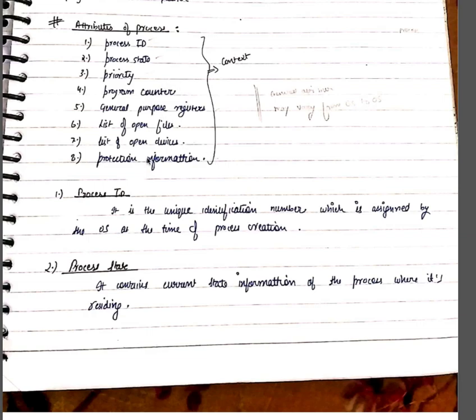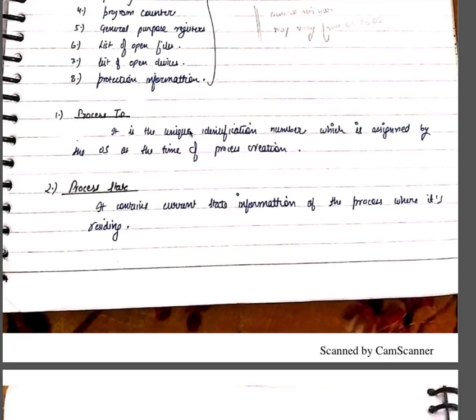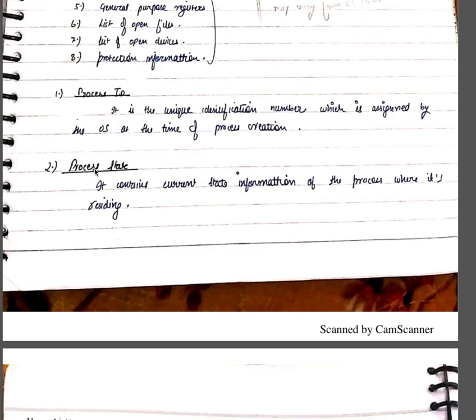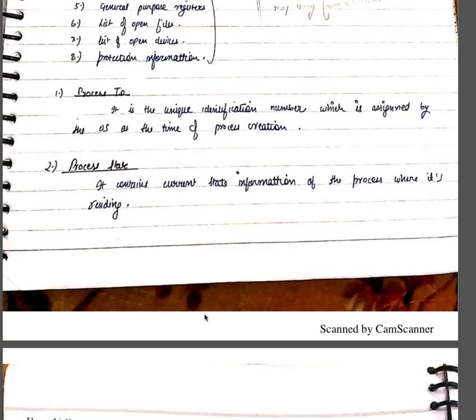All of these can vary from system to system, but some things remain constant. Like process ID, it is a unique identification number. Each process will have its own unique identification number. It will never happen that two processes have the same process ID. Never. Now, process state: in which state the process is residing, whether it's in the execution state, or it's suspended, or in the block state, or it is in the ready queue. That will be known by the process state.